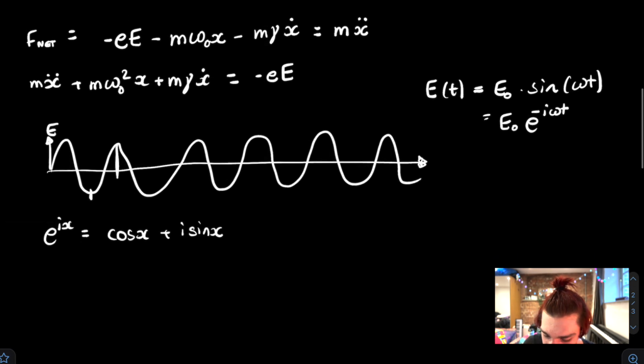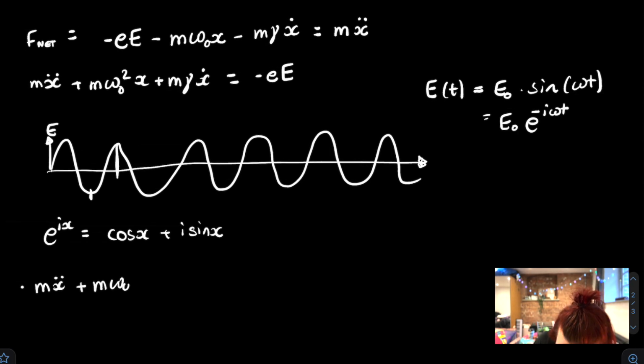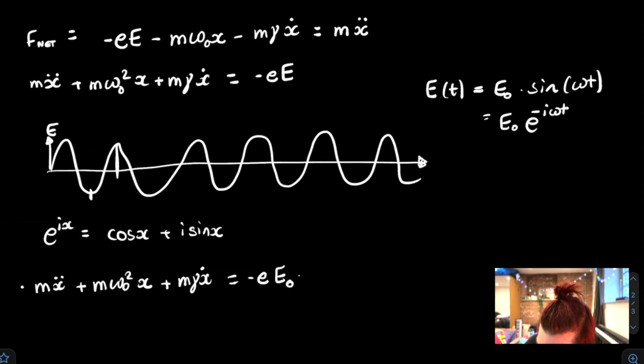So now we're going to plug this term back into our differential equation. We get m x double dot plus m gamma x dot plus m omega naught squared x is equal to minus e times our electric field. Remember, this e is the charge of the electron, and the electric field is just the exponential, so we get E naught multiplied by e to the minus i omega t.